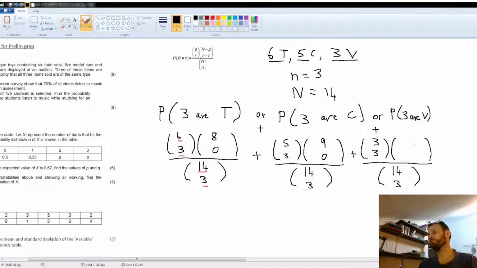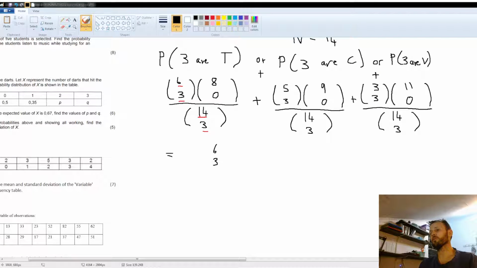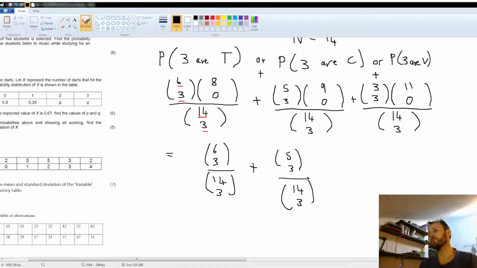We continue with how many are left? 11. And you want none to be from 11. Okay, I don't think I'm going to evaluate these numbers. You can all do this. I mean, this evaluates to 6 combination 3 over 14 combination 3. And you can just put that into your calculator quite easily. This evaluates into 5 combination 3 over 14 combination 3.